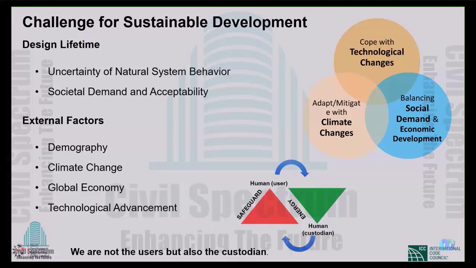the social demands and natural requirements, the balancing of social demand with the natural resources. Overall, we are sitting on the pyramid, which is shown in the red triangle. We are sitting on the pyramid. We are the users. We are the users of everything.